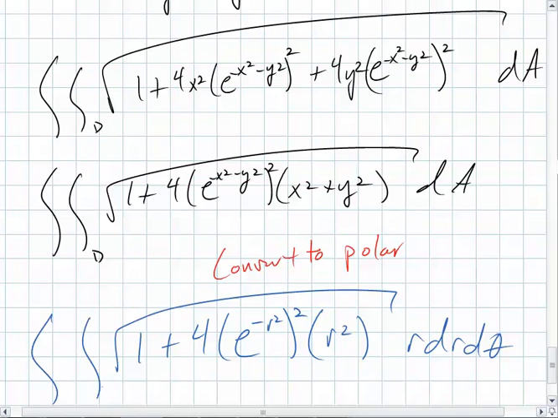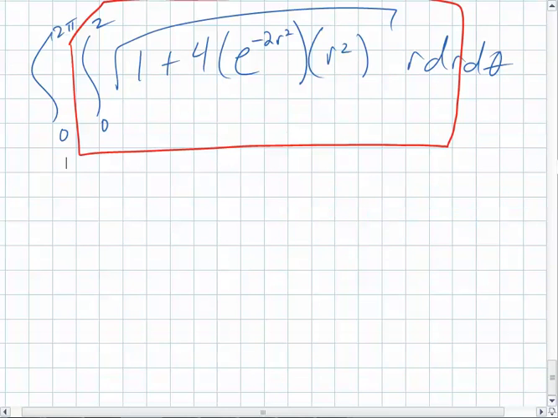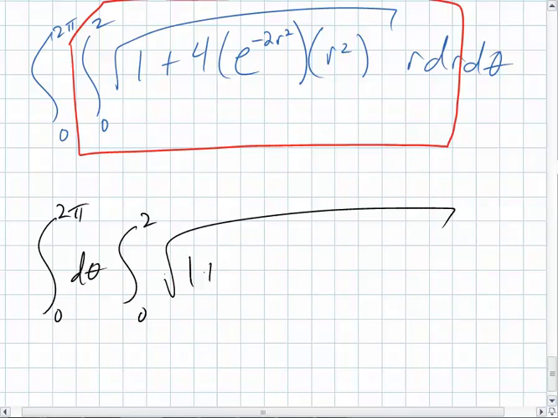And then the question is, what does this turn into? Well, it's 0 to 2 pi. And what's the radius? 0 to 2. Is that actually a pretty nice thing to integrate? Well, I'll show you. They go 0 to 2 pi of d theta, and then 0 to 2 of this thing right here, and that's r dr, like that. That's what they do.